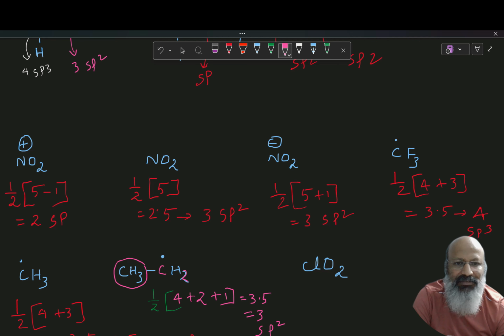Last example, that is ClO2 negative. Half 7. Again, it is coming out to be fractional. That is 3.5. But in that case, we'll add 0.5, we'll make it 4. Okay, it will be sp3.